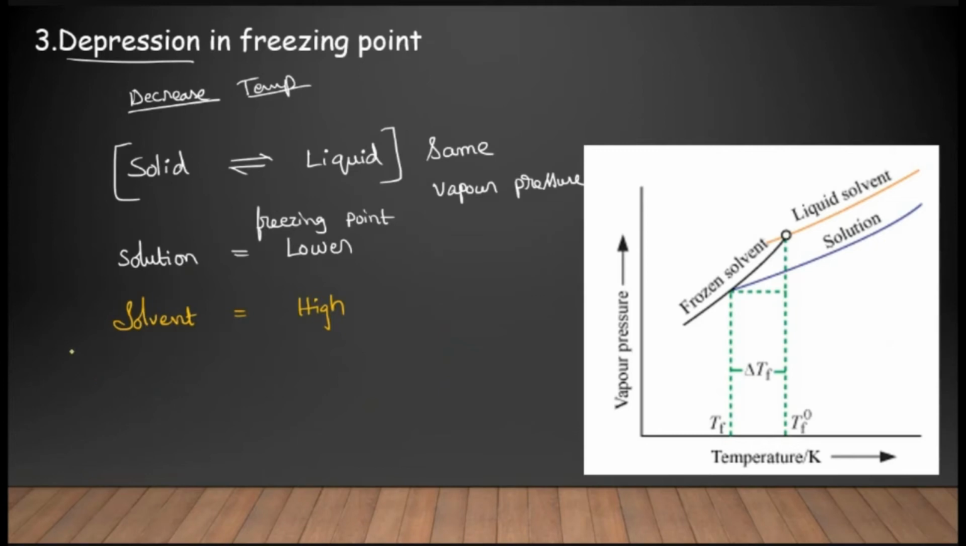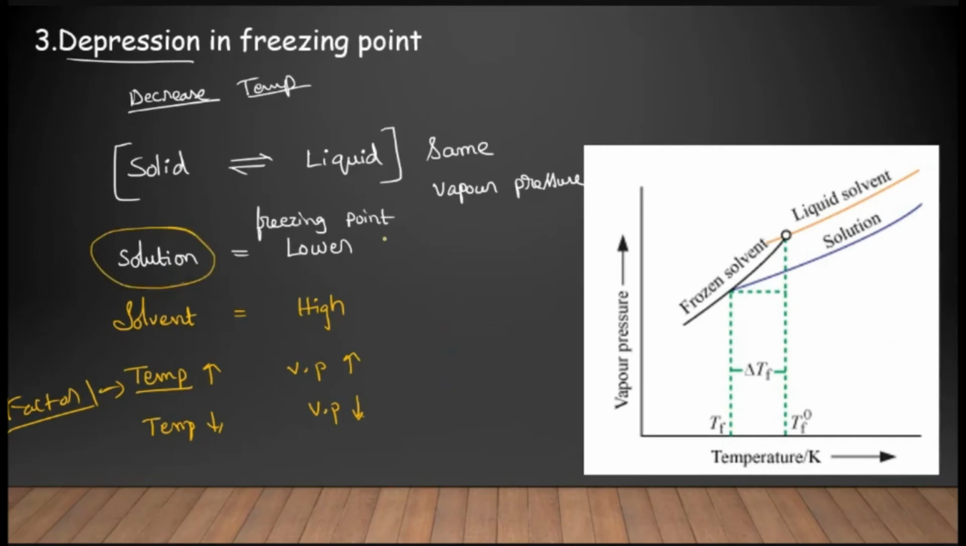We have discussed some of the factors which affect the vapor pressure, right? Temperature is one of the important factors. As the temperature increases, the vapor pressure also increases. As the temperature decreases, vapor pressure also decreases. So due to the decrease in temperature, the solution's vapor pressure decreases, because it decreases the escaping tendency of the solvent molecules. That's why the vapor pressure of the solution is lower, with a decrease in the temperature, than the solvent's vapor pressure.